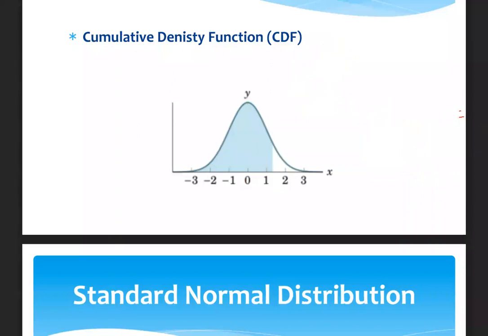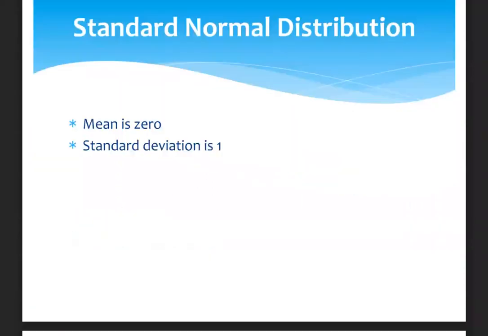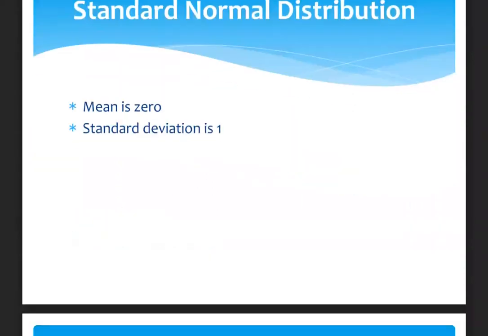Okay, next. Standard normal distribution, which I have talked about before. It is a normal distribution that has a mean of 0 and standard deviation of 1, or variance of 1. Please keep in mind, standard normal distribution has a mean of 0 and standard deviation of 1.